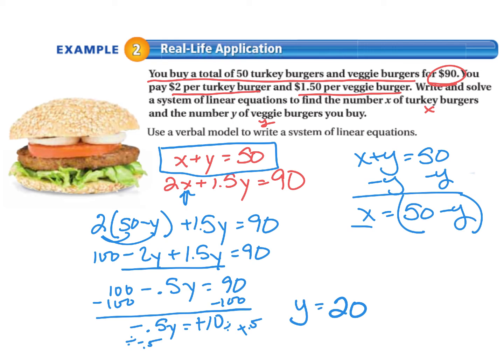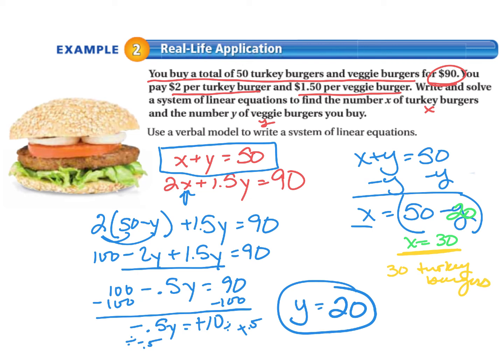And if you need to use your calculator, please do. So y equals 20. Well, let's plug it back in. y equals 20. We'll go up here. What's 50 minus 20? x equals 30. So now here's where, because we're doing word problems, we need to write it out. And here's where I said you have to make sure you know what x stands for and what y stands for. We have 30 turkey burgers and we have 20 veggie burgers. And that is the answer that I am looking for.